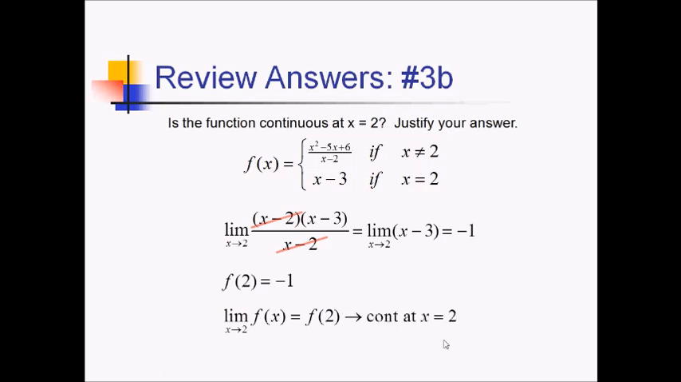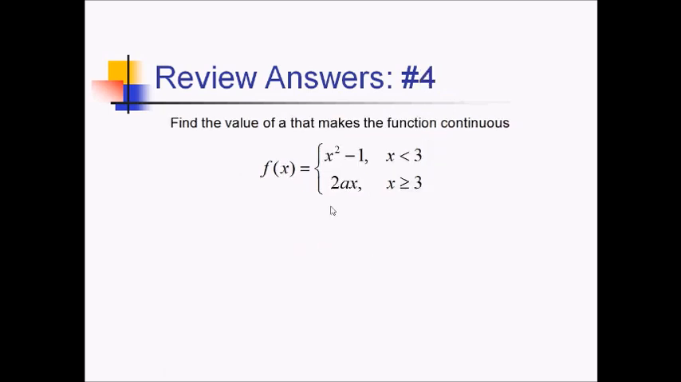All right, so since I have these two things equaling each other, I know that my function is continuous at x equals 2. For this problem, we're trying to find a value for this a in here that makes this function continuous. So in order to make the function continuous, we have to start by checking the left and right side limits and the function value at 3 with this a sort of hanging around.